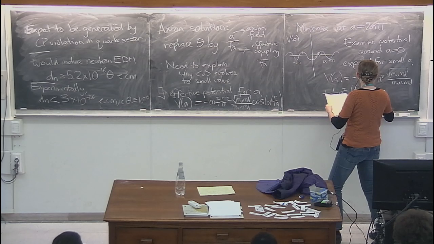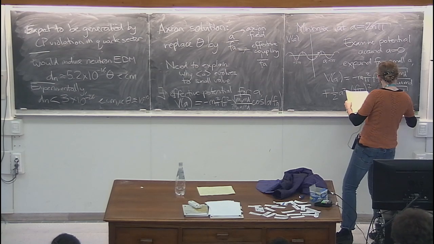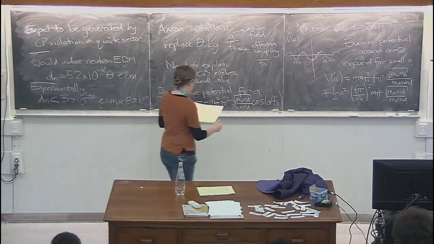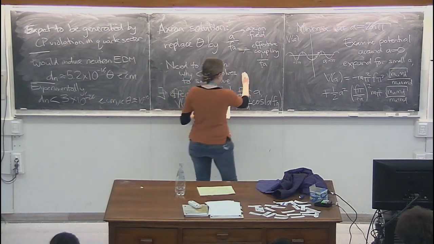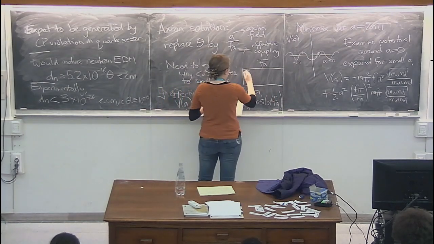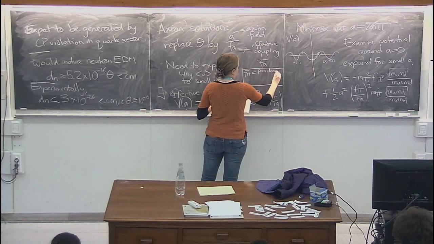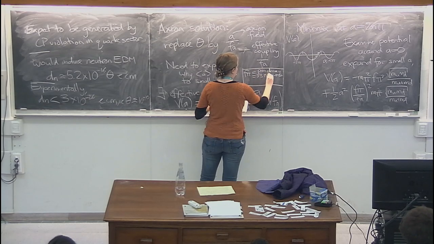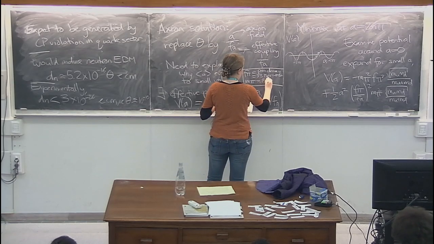Now, I should say what m_pi and f_pi are that I've written down here. These are basically just associated with the QCD scale. f_pi is the pion decay constant. It's 93 MeV. m_pi is the pion mass. It's 135 MeV. So whenever you see f_pi, m_pi, up to factors of 2, it's basically the QCD scale squared.